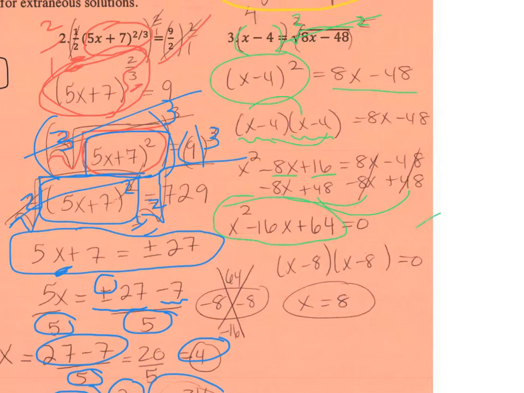You try to factor if you can. We get x minus 8, x minus 8. You set your factors equal to 0, and you get x equals 8. It's just a repeated solution. That's it.